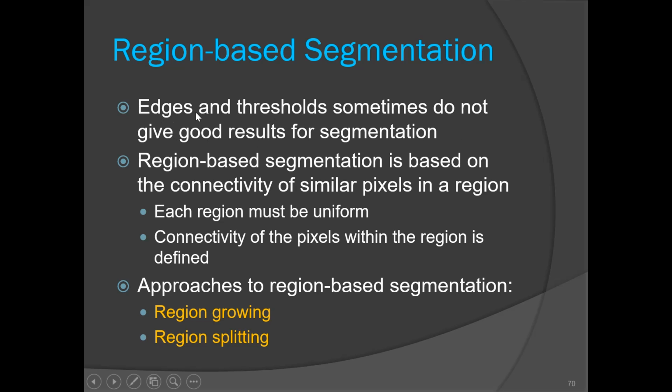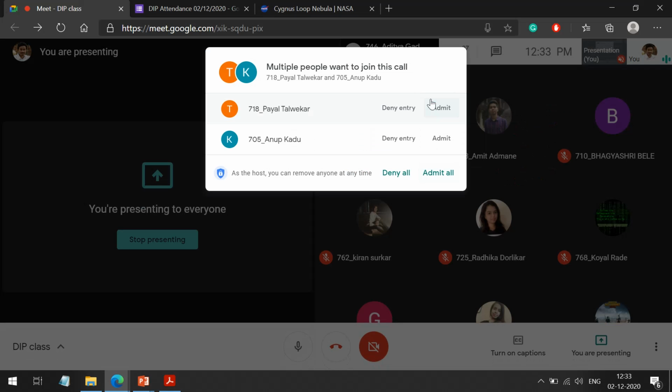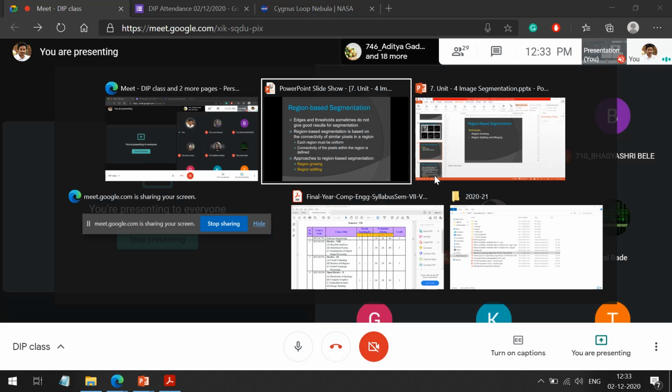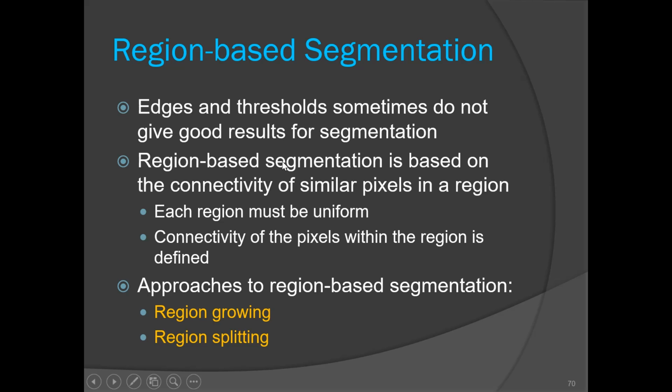Sometimes these edges and thresholds do not give good results for segmentation. So the choice between these approaches depends on the problem; the choice is very problem specific. All these techniques have their advantages and disadvantages, and according to the problem we have to choose one of the segmentation techniques. Region-based segmentation is based on the connectivity of similar pixels, so here we are utilizing the similarity present in a region.